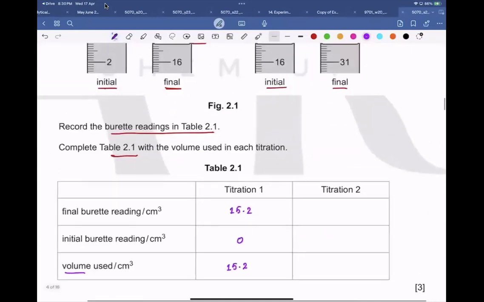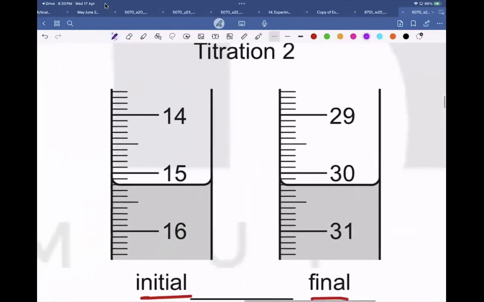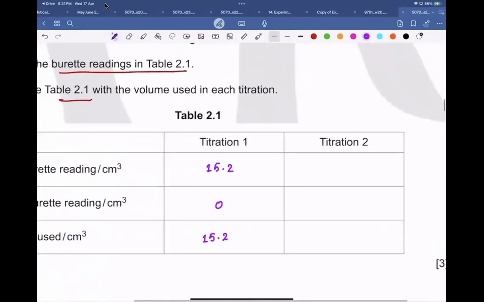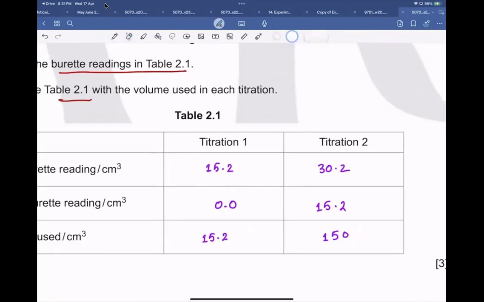Now titration 2. If you see, the final is 30.2 and the initial is 15.2. So if I subtract it, I will get 15.0. See, if you write it otherwise, you will again not get the mark. And remember, each one carries 1 mark. So if in any one row you make a mistake, you lose 1 mark.